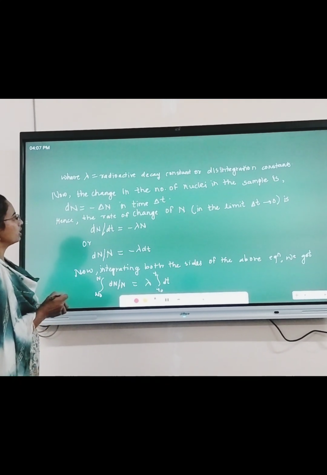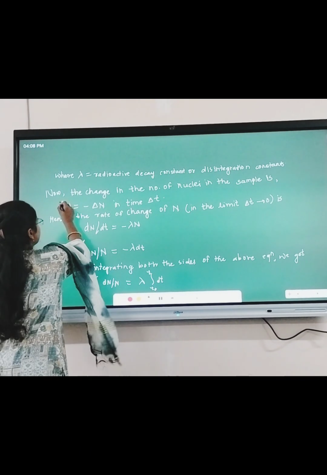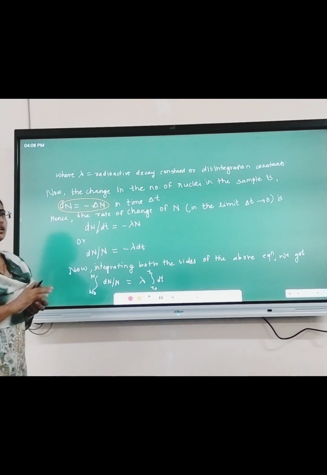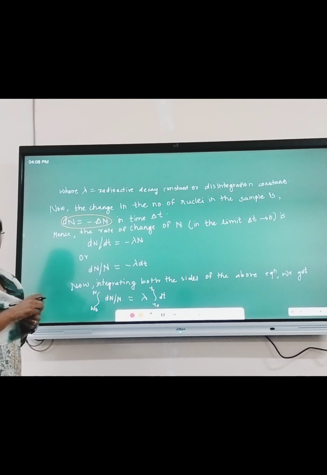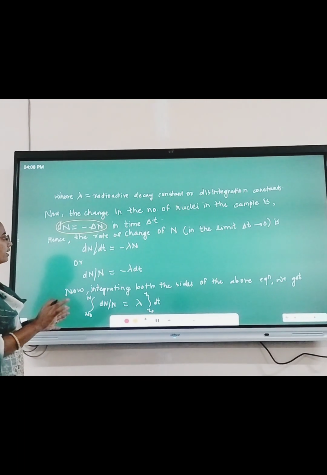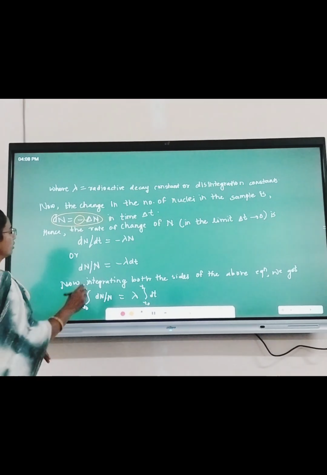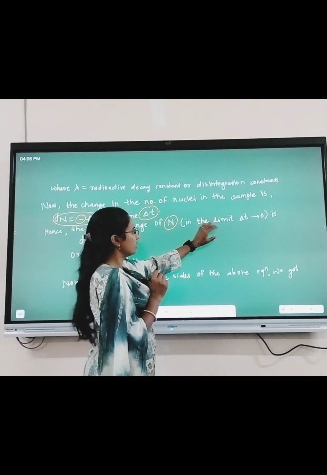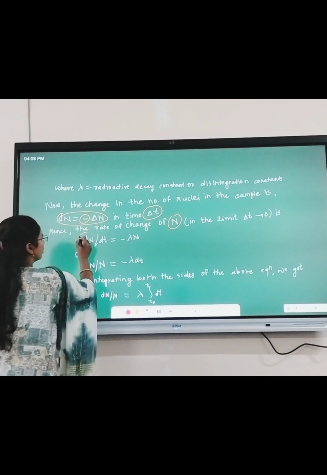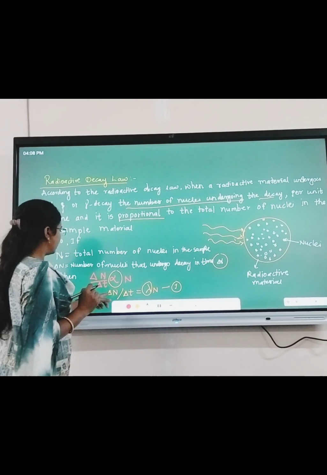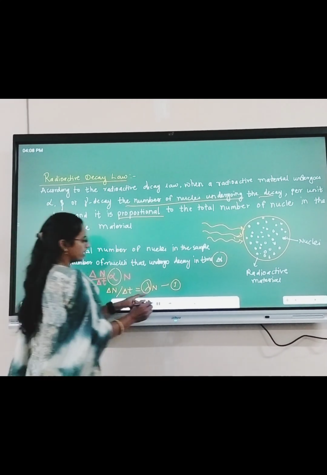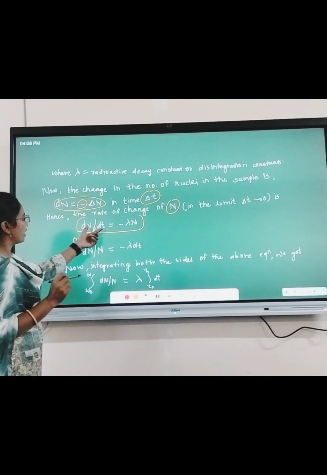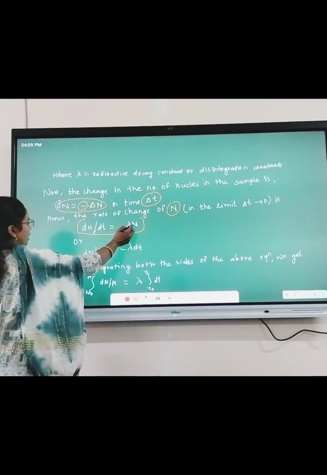Now the change in the total number of nuclei in the sample: dN is equal to minus delta N. Here it is minus delta N because decay means the particle decomposes or breaks down, so we use the negative sign at time delta t. Hence the rate of change of N, in the limit as delta t goes to 0, follows from our equation delta N divided by delta t equal to lambda N. Only here we add a minus sign for the change in the number of nuclei. So dN divided by dt equals minus lambda N.